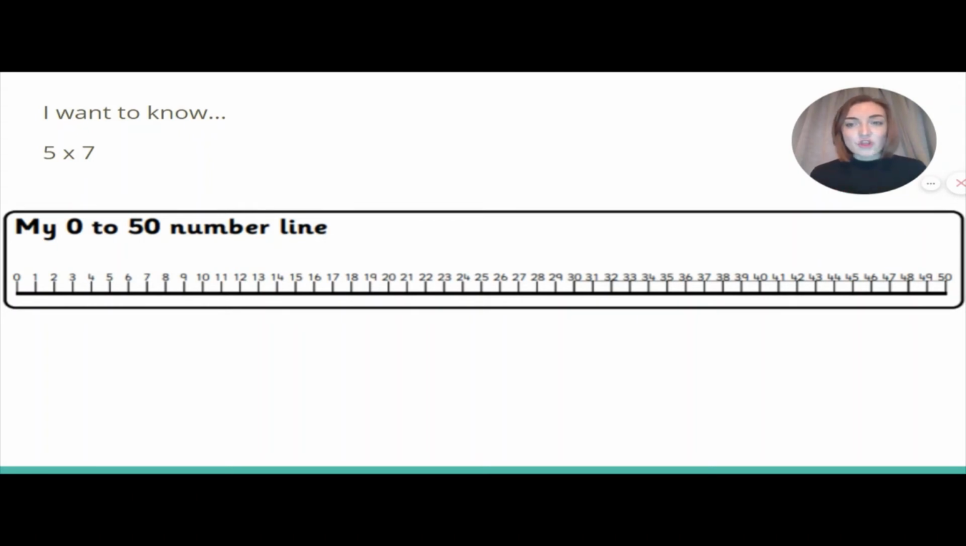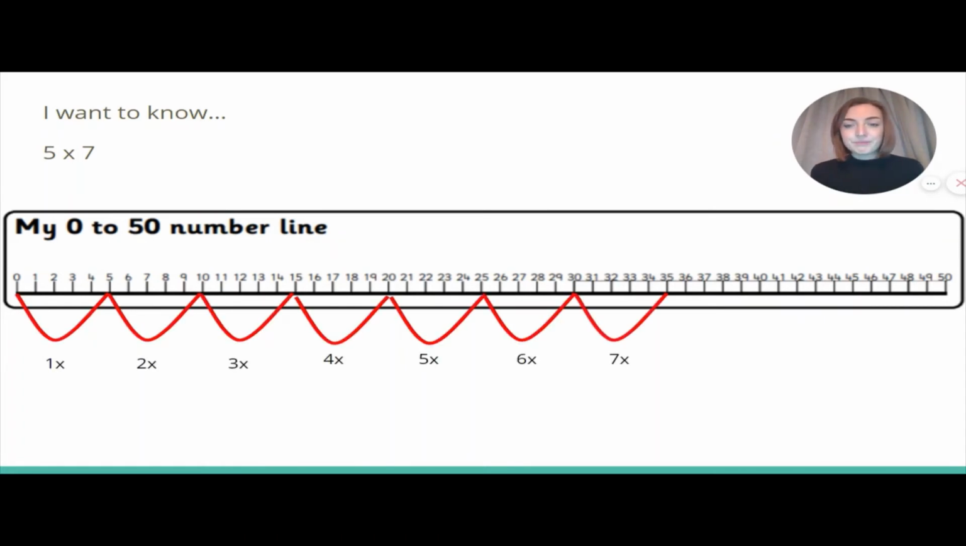Okay, let's look at it on the number line. 5 times 7 is the same as 7 times 5. So I'm going to jump up my number line in 7 groups of 5. 1, 2, 3, 4, 5, 6, 7. And that has got me 5, 10, 15, 20, 25, 30, 35. So 5 times 7 is 35.